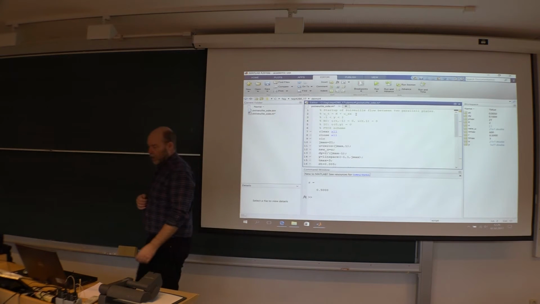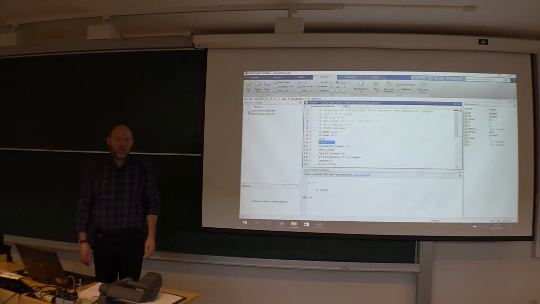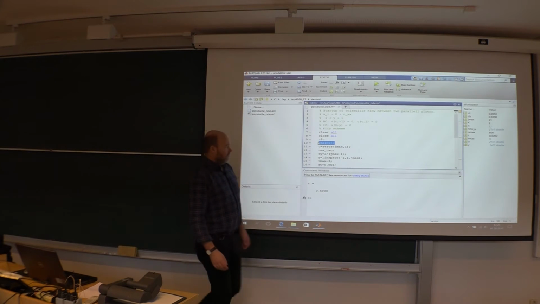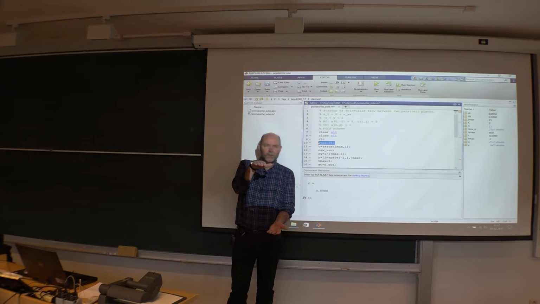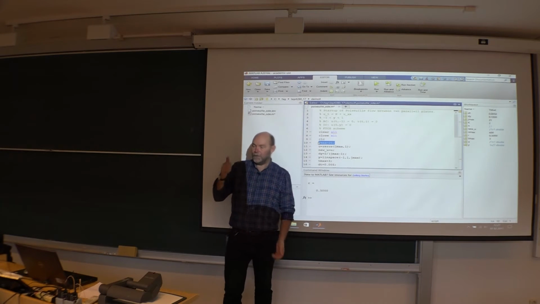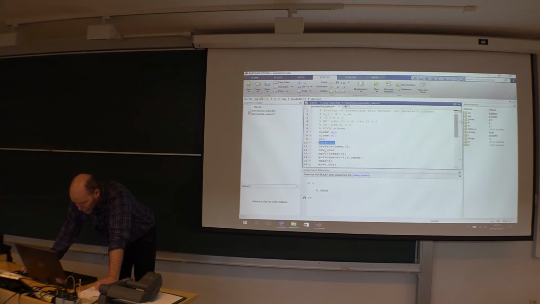Hence, I'm going to have 21 minus 2 differential equations. The first one and the last one are on the wall. They are the boundary conditions. But everything in between, each point is going to be represented by one ordinary differential equation. That's what I'm trying to do now.